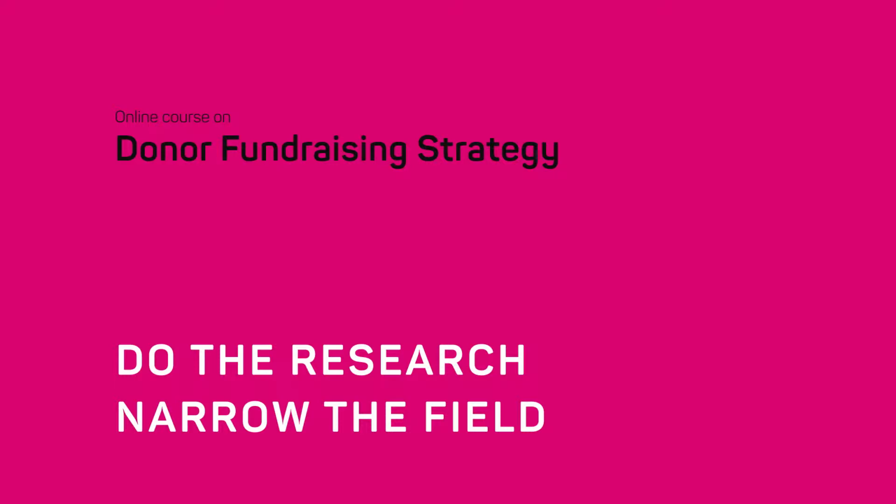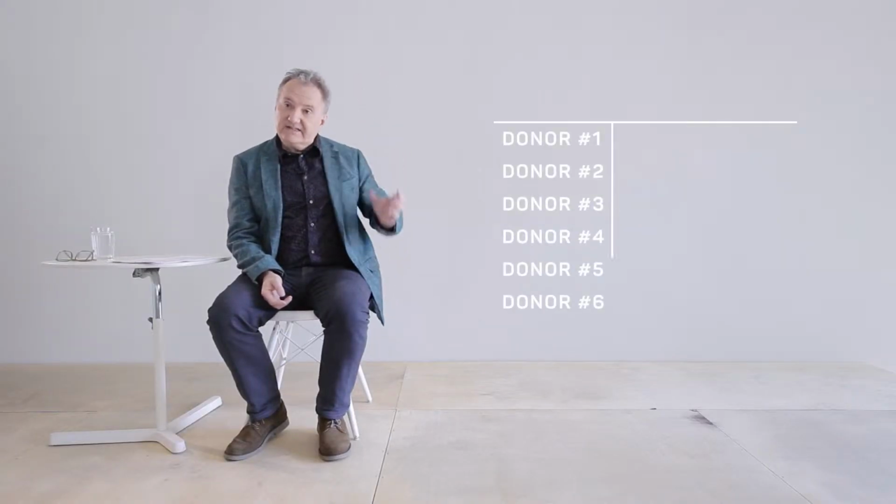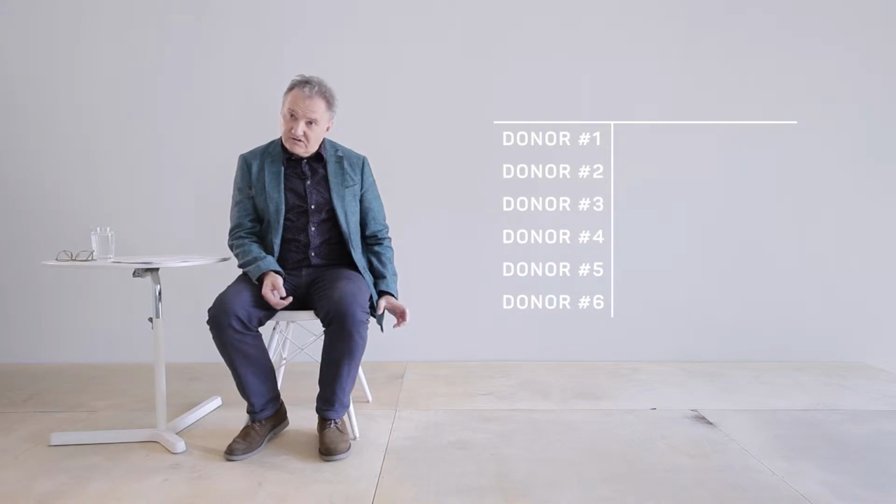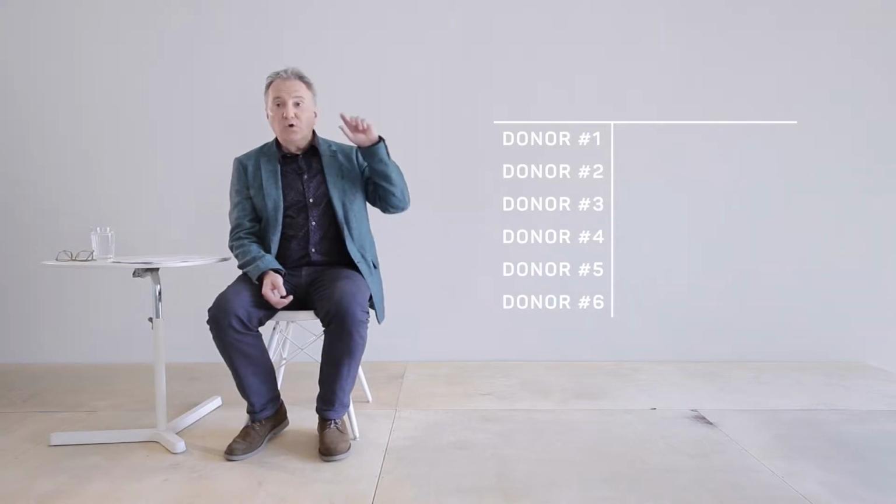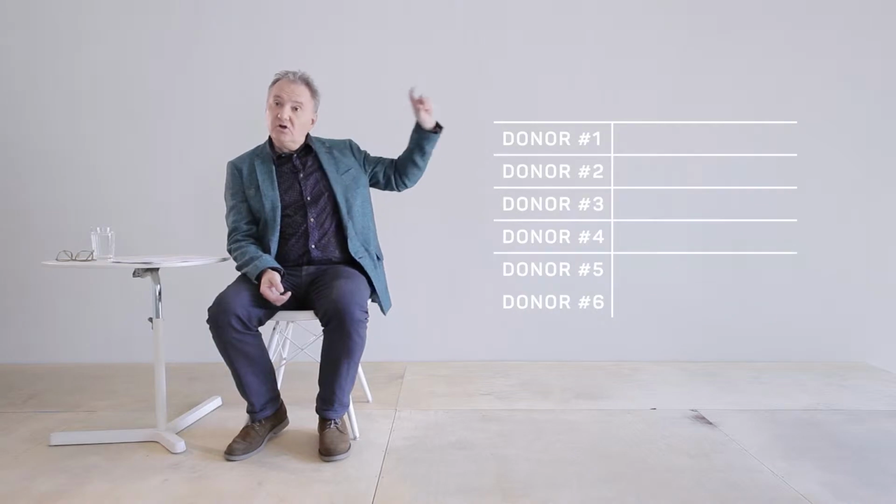Research, narrow the field. Once you know what you're specifically looking for, you can move on to the next step, and that is research. Be thorough. Develop a table which covers all of the key questions that you want to answer. The table should have all of the particular donors down the left-hand side, down the column, and all the questions that you want to answer along the top.